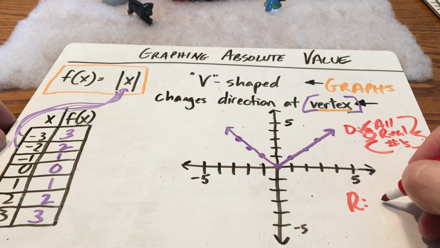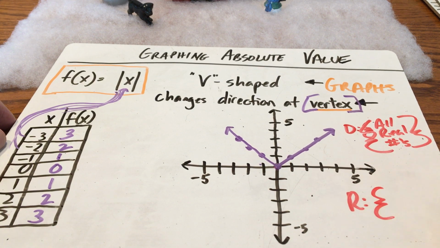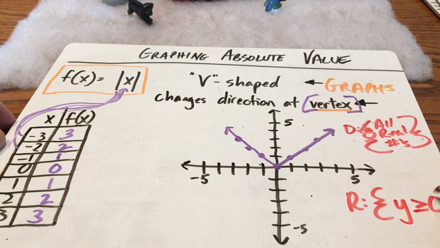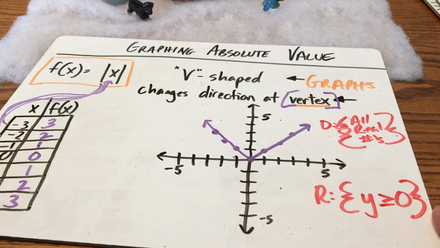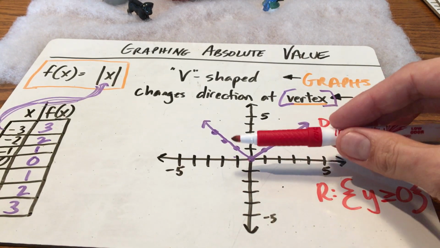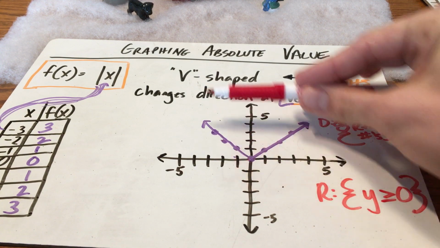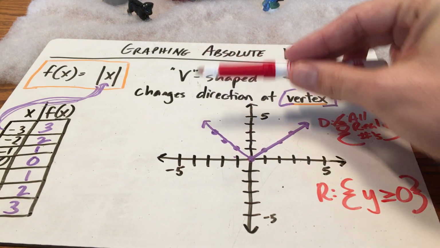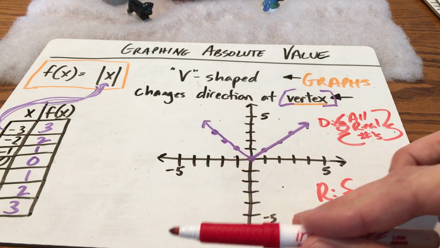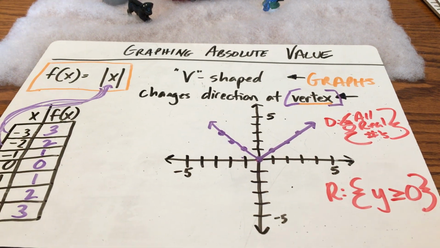So the range is going to be, I guess I put it in here, y, I don't even know if you need those braces, greater than or equal to 0. The range is, on the y-axis, this graph is all the numbers from 0 and above is where this graph kind of lives. This graph will never be below 0 on the y-axis.